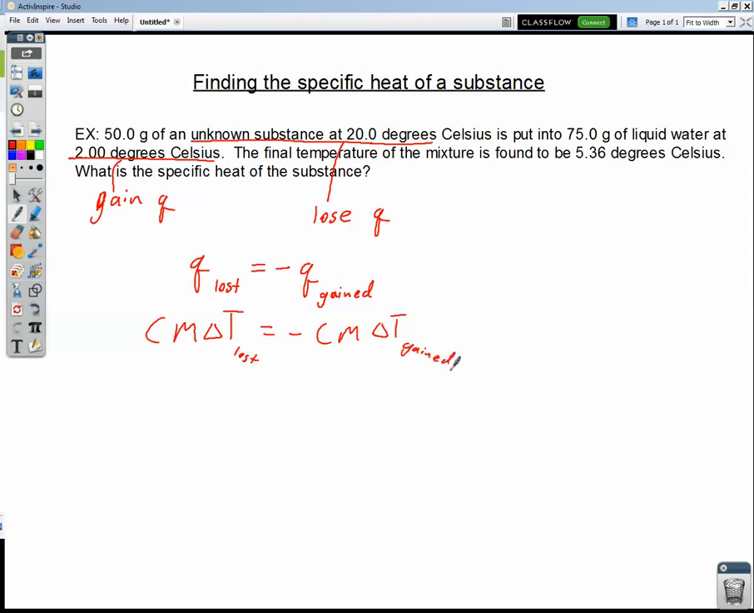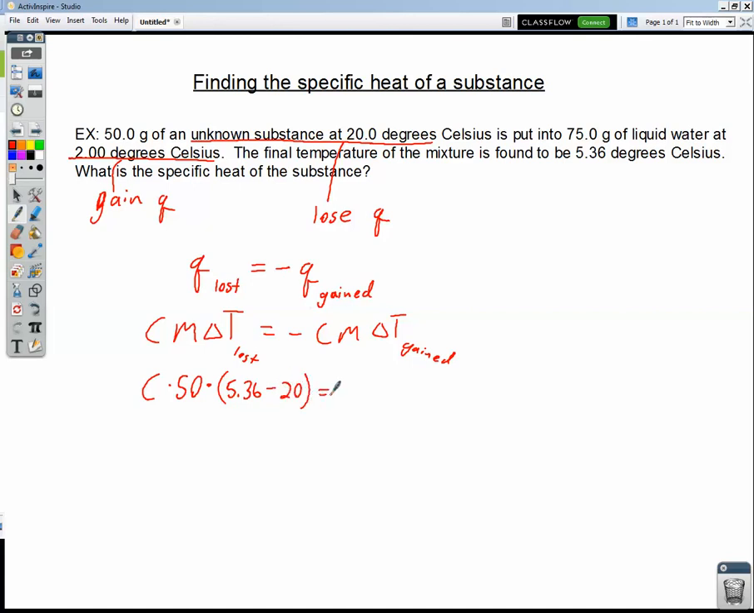All right, so the substance that is losing is the unknown substance, the 50 grams of the unknown substance. So the specific heat, we don't know. So I'm just going to write down C. The mass we do know, it's 50 grams. And the change in temperature, let's take that unit off so the numbers don't get confusing. The change in temperature is final minus initial. Final is 5.36 degrees Celsius minus the initial temperature, which was 20 degrees Celsius.